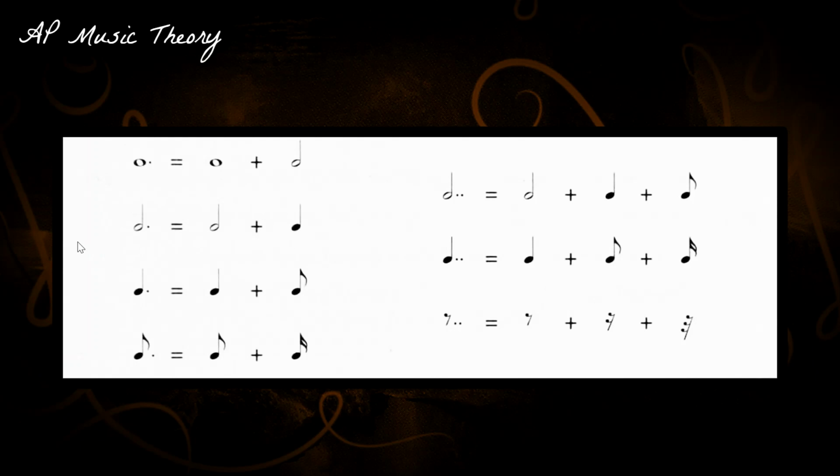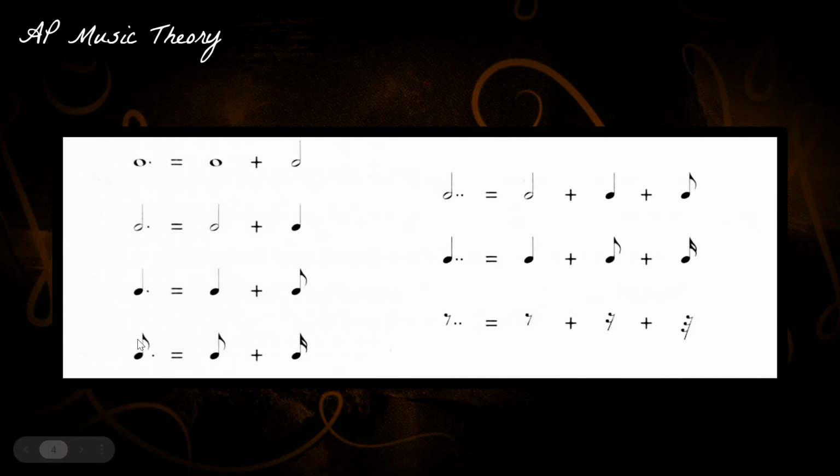While the dot increases the value of a single note or rest, the tie combines the durational values of 2 or more notes of the same pitch using a curved line. Ties allow us to extend the duration of a pitch beyond a single measure.